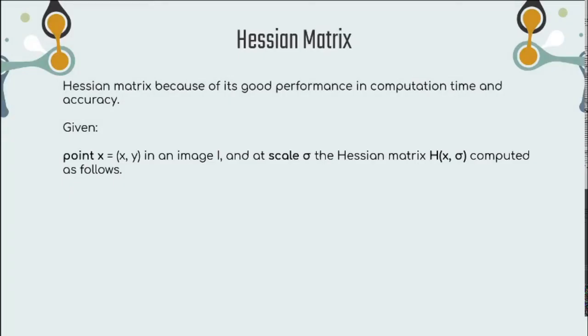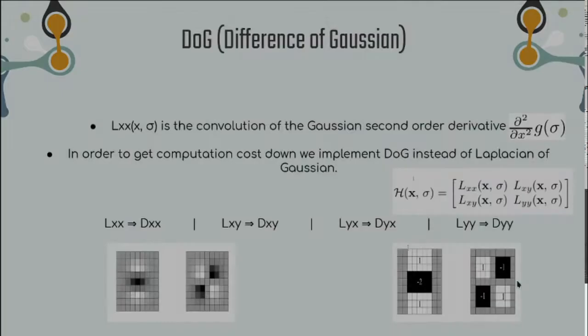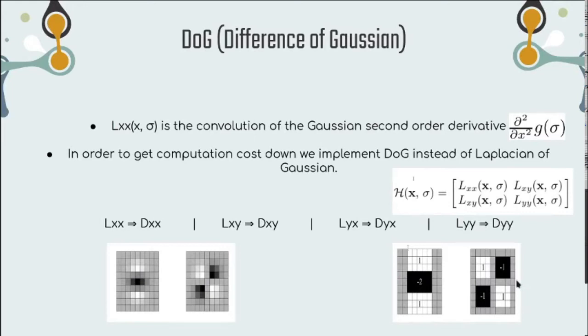Now coming to the methodology, we based our detector on the Hessian matrix because of its good performance in computation time and accuracy. However, rather than using different measures for selecting the location and the scale, we rely on the determinant of the Hessian for both. Given a point x, y in an image I, the Hessian matrix is computed as below. Here Lxx is the convolution of the Gaussian second order derivative with image I at point x, y, and similarly Lxy, Lyx and Lyy.